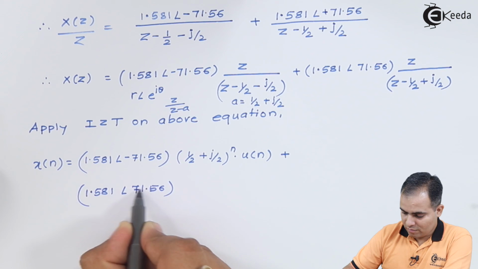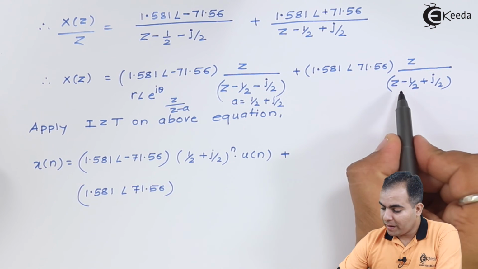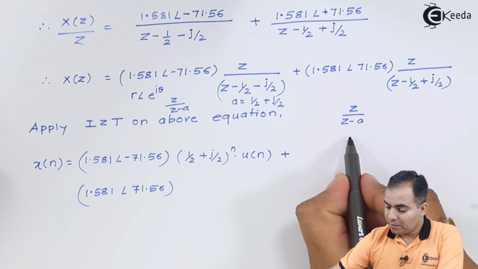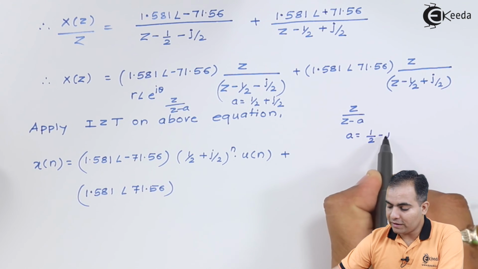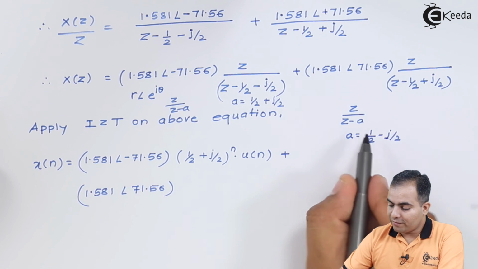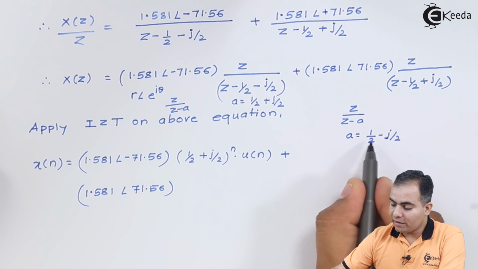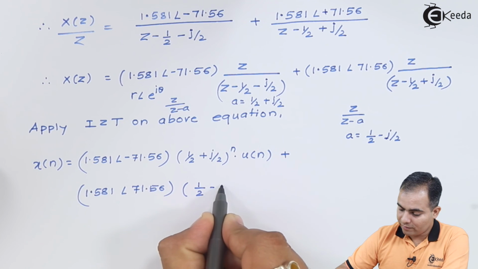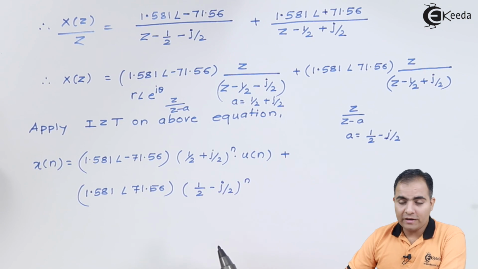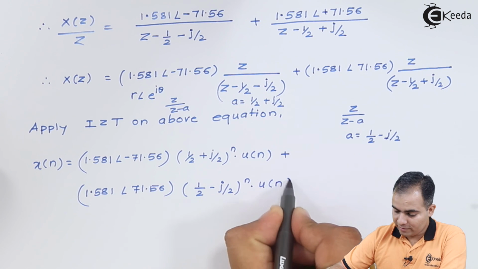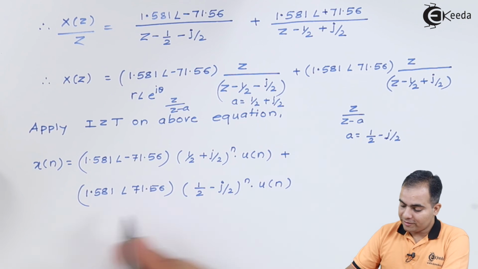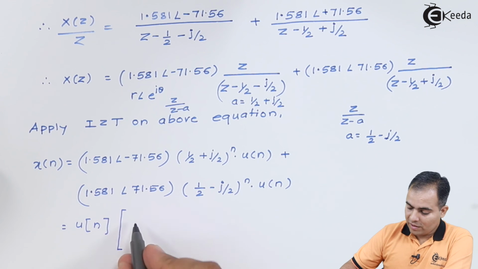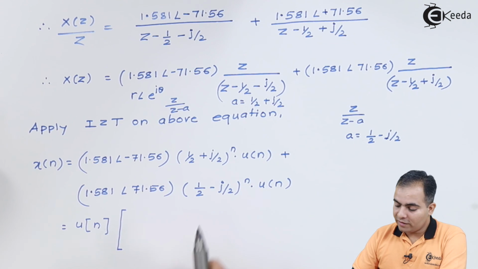Now again look here, I want this equation z upon z minus a. Then what will be the value of a in this last part? My a value will be plus half but minus j by 2. So if I use this a raised to n u of n formula, then my a value is this and u of n will be multiplied with a raised to n. So my a value is half minus j by 2 raised to n into u of n. If you want, you can take u of n common, and these two brackets will be in addition.